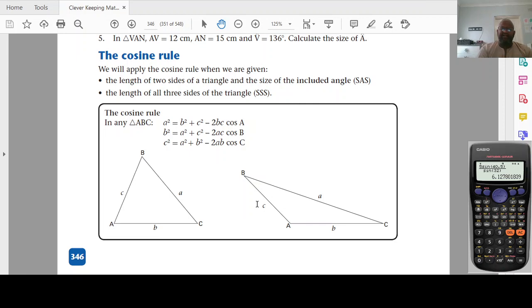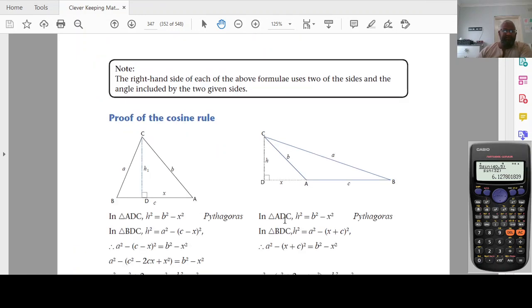The cosine rule says that in any triangle, a squared, lowercase a squared, is equal to b squared plus c squared minus 2bc cos of angle A. However, if we want to calculate lowercase b, it's going to be b squared is equal to a squared plus c squared minus 2ac cos of angle B. So if you want to calculate c, we must know the angle C. Okay, so we know that c squared is equal to a squared plus b squared minus 2ab cos of this angle C. And it's true for an obtuse triangle as well.